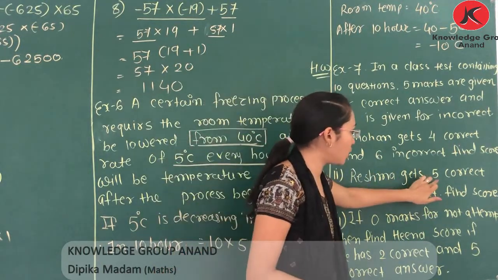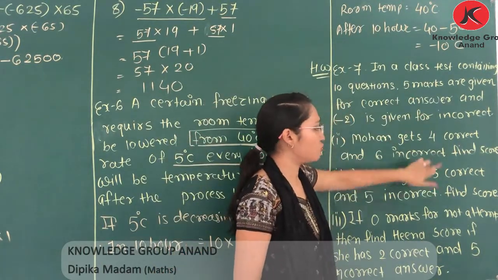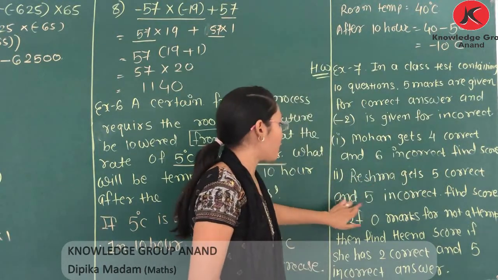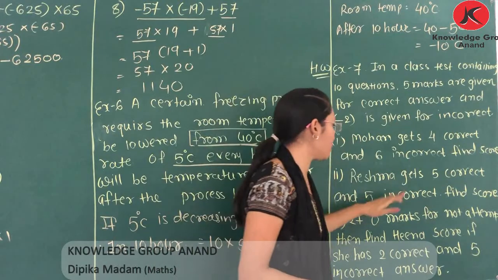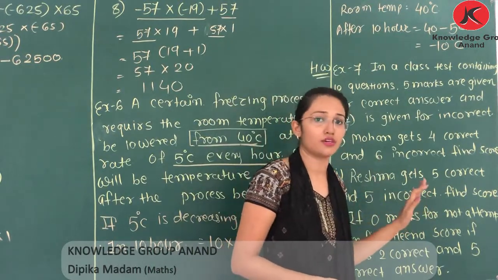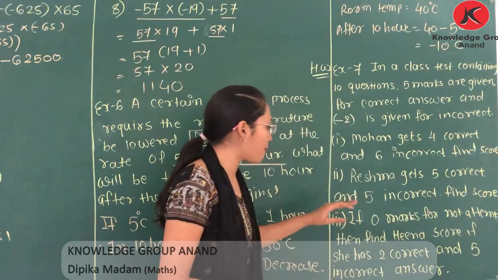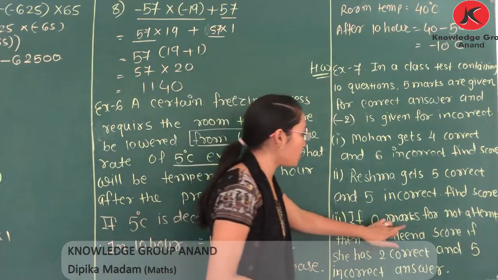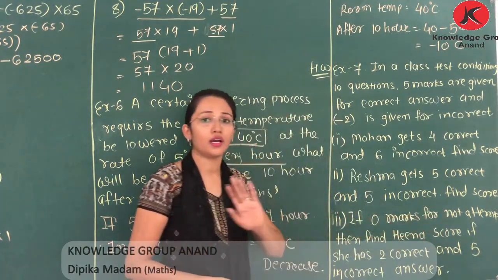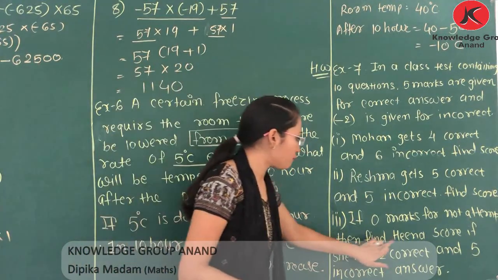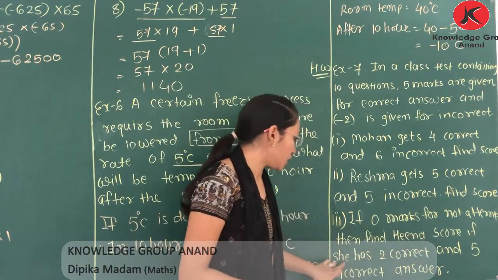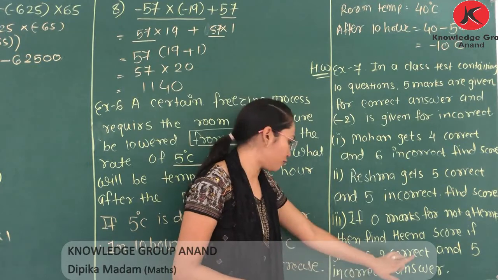Reshma gets 5 correct and 5 incorrect. Marks for 5 correct are 25, and marks for 5 incorrect are minus 10. So 25 minus 10, whatever answer you get. Now the third part is a change. If there are 0 marks for not attempting, meaning if she did not attempt something, then 0 marks are given. Then find Hina's score if she has 2 correct and 5 incorrect.